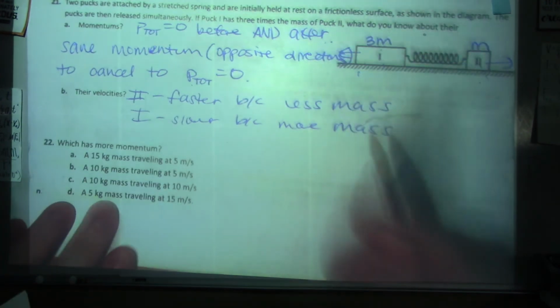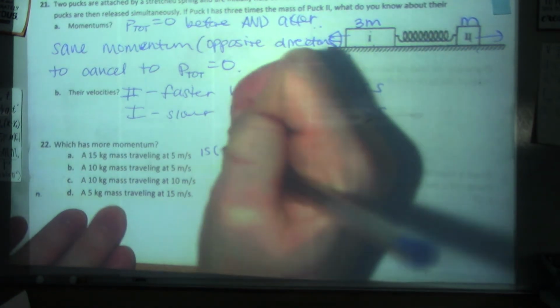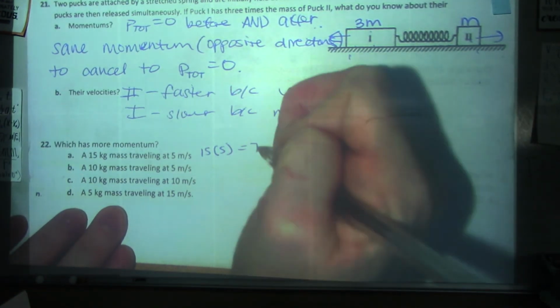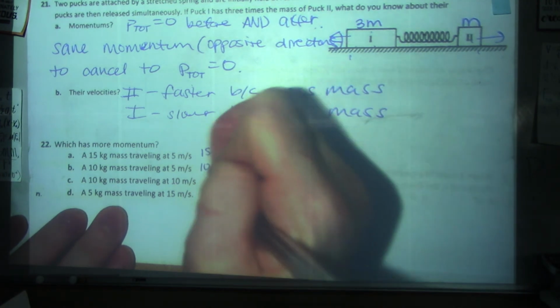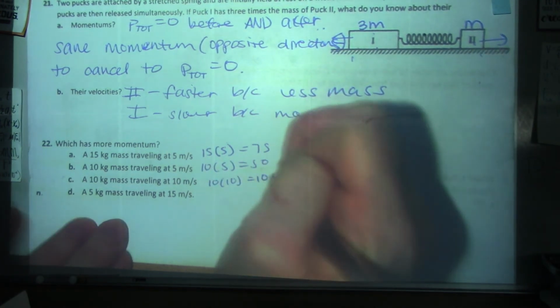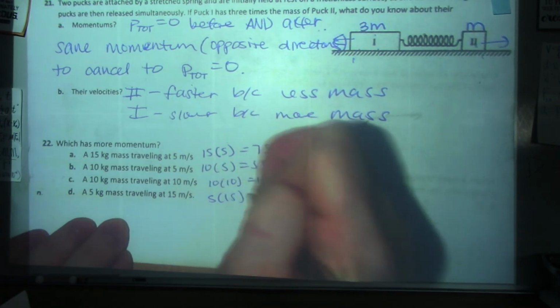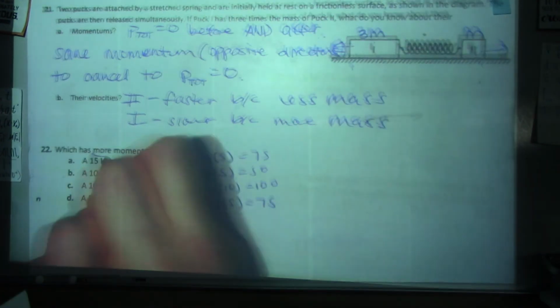Which one has more momentum? So we're just going to multiply mass times velocity. This gives me 75. Mass times velocity gives me 50. Mass times this velocity gives me 100. Mass times this velocity gives me 75. So the one with the most momentum is C. 100 is bigger than 75 and 50.